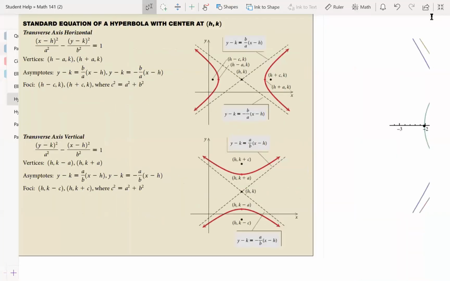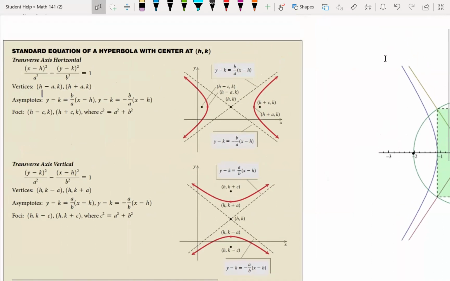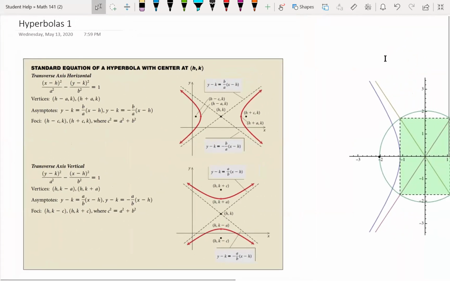Hello, this is Professor Gina, and this is the final video in the series on conic sections. This last section is looking at hyperbolas, and I've copied the picture that's in your textbook that has all the pertinent formulas and variables.